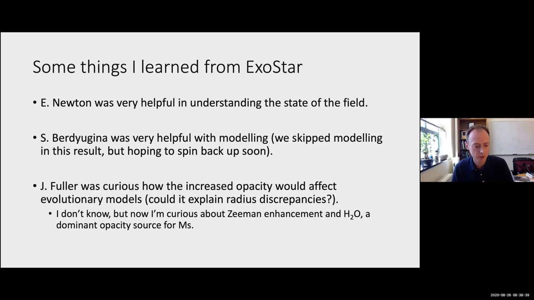And Jim Fuller had a really interesting comment about how the increase in opacity from magnetic fields would affect evolutionary models, because you're increasing the opacity if you increase the equivalent widths. Could that actually change the evolutionary models for M-dwarfs? So that's something interesting we could also talk about. I don't know the answer, but I really like that idea, so maybe I'll get to it.